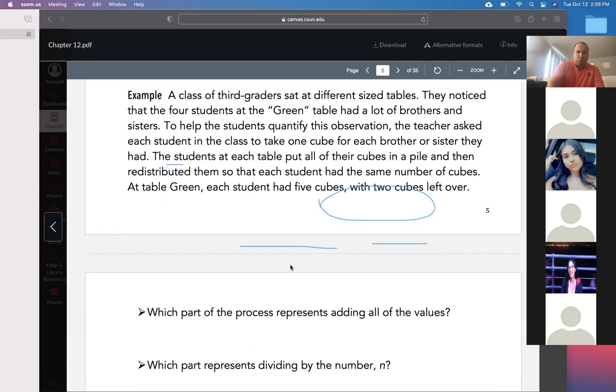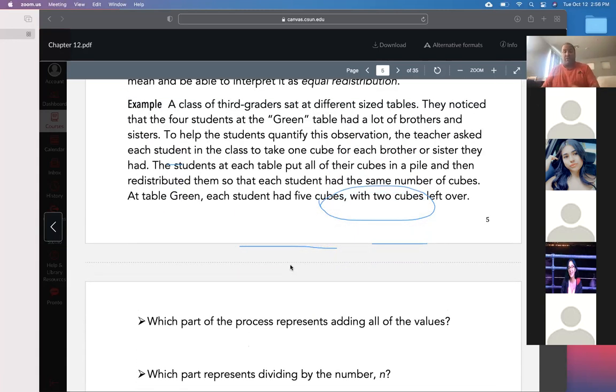Now, which part of the process represents dividing by the number n, the number of students? The redistributing. That's the redistributing them, so that each student had the same number of cubes. Essentially, it's getting the quotient. If I say, what's 22 divided by 4? If you're in 2nd grade and you're learning remainders, or 3rd grade, whatever it is, it's 5, remainder 2.